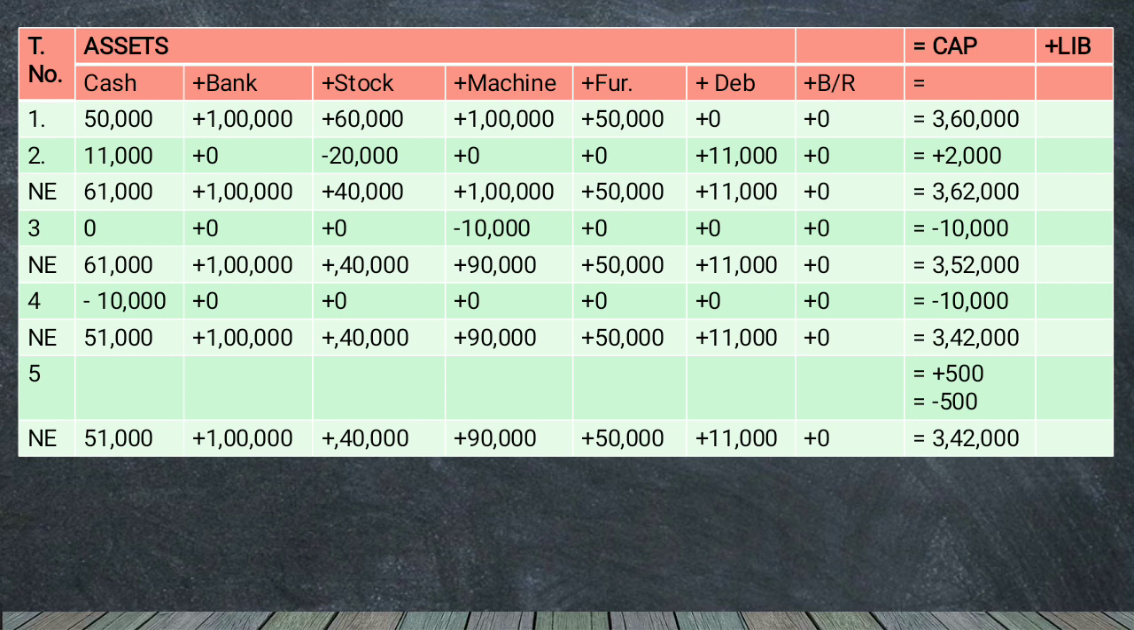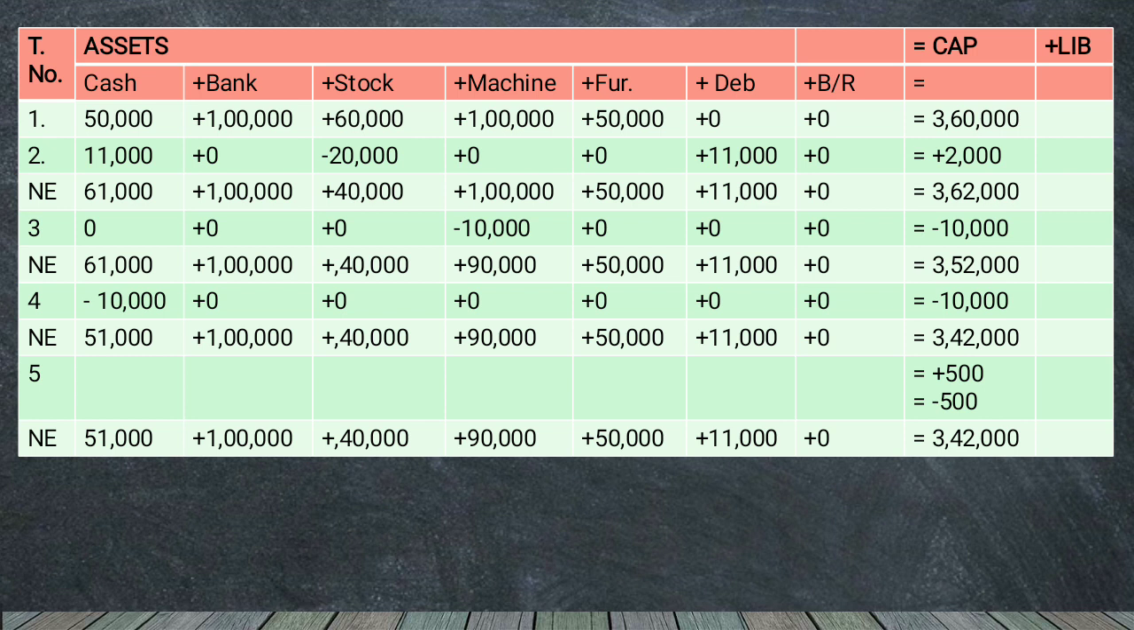So after the fifth transaction, our revised equation: cash 51,000, bank again 1 lakh, stock 40,000, machinery 90,000, furniture 50,000, debtors 11,000, and capital will be 3,42,000. So here we can check the sum of the new equation after the fifth transaction: 51,000 plus 1 lakh plus 40,000 plus 90,000 plus 50,000 plus 11,000. The sum of the asset side is equal to 3,42,000. So sometimes after doing 2 or 3 transactions, we have to cross check.